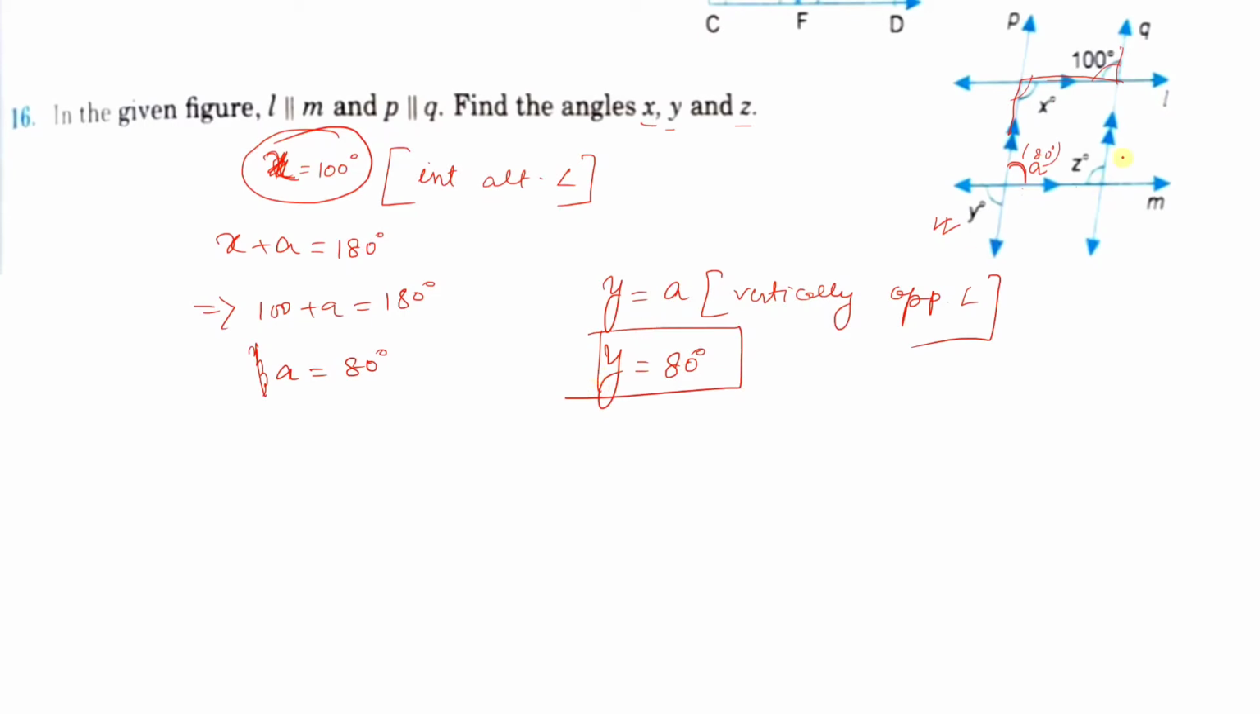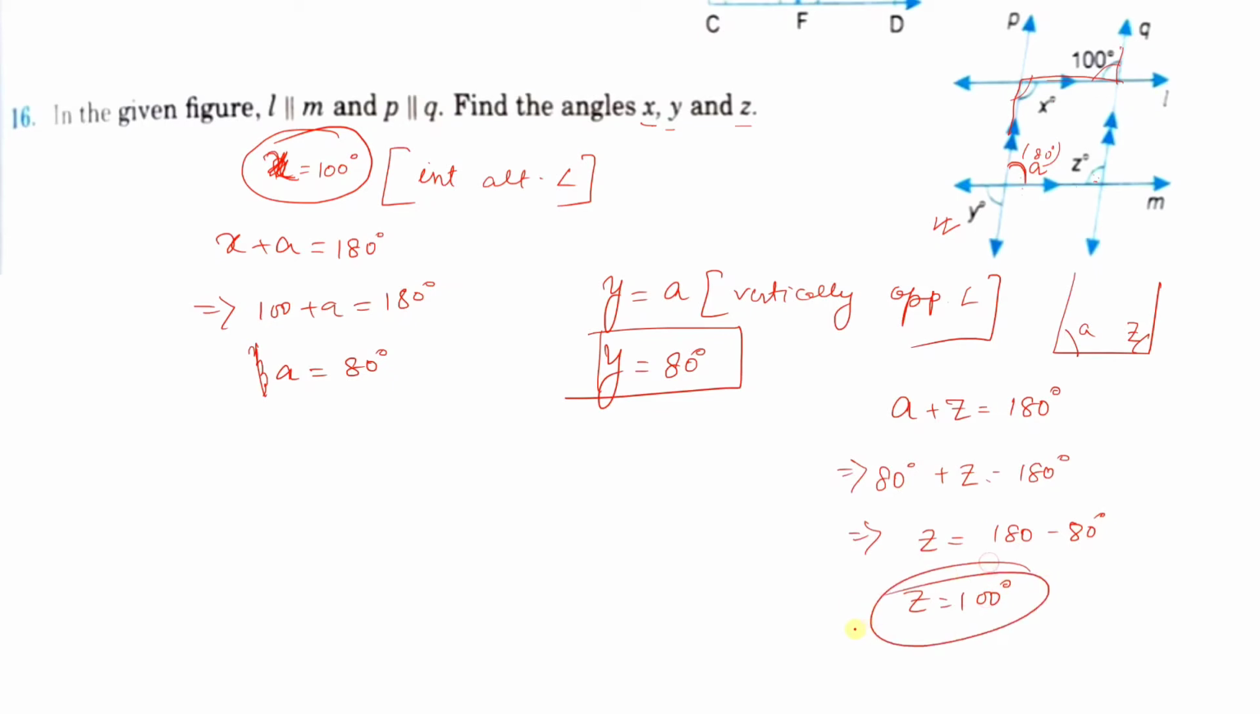Moving to the next one, that is A and Z. A and Z are again forming co-interior angles, a structure like this. This one is A, this one is Z. So their sum will be equal to 180 degree. So A plus Z is equal to 180 degree. The value of A is 80 and Z we don't know. We have to find out the value of Z. So Z will be equal to 100 degree. Fine.